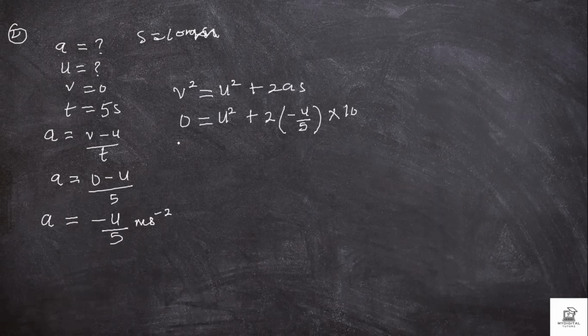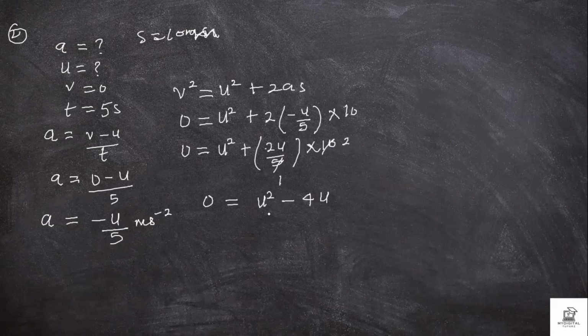Is that clear? Then we have 0 is equal to U squared plus all this multiplied, it's going to be minus 2U over 5, then all multiplied by 10. So I can as well say 5 here, 1; 5 here, 2. So we end up having 0 equal to u squared, then since minus is here, 2u times 2, that will give us 4u. So minus 4u. Is that clear?